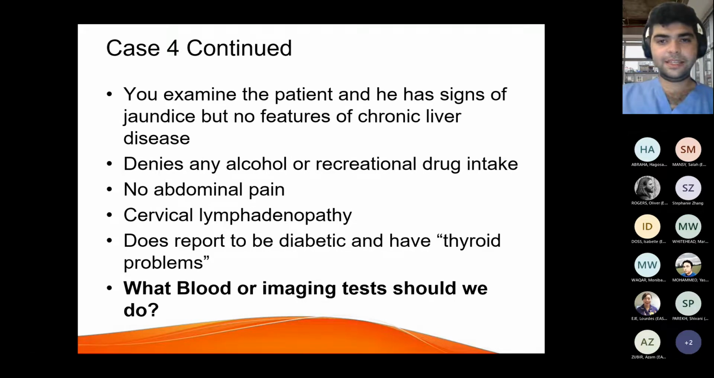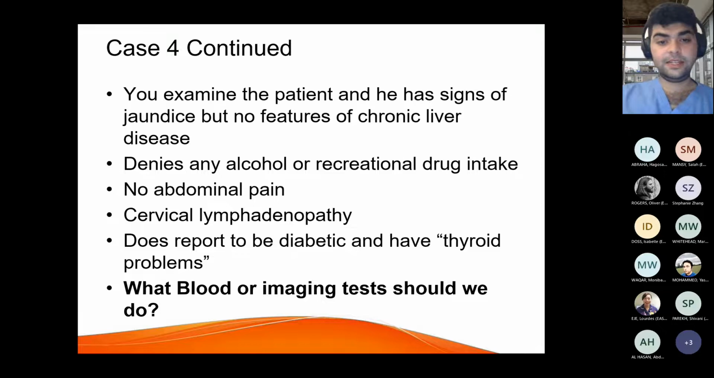Now, like I said, they've been seen 3 or 4 times. They've had the full liver screen. You've done the LFTs. No real change. Not got better. Not got worse. You take a full history. They deny any drugs, deny any recreational drug use. They have no abdominal pain, but they do have some cervical lymphadenopathy.